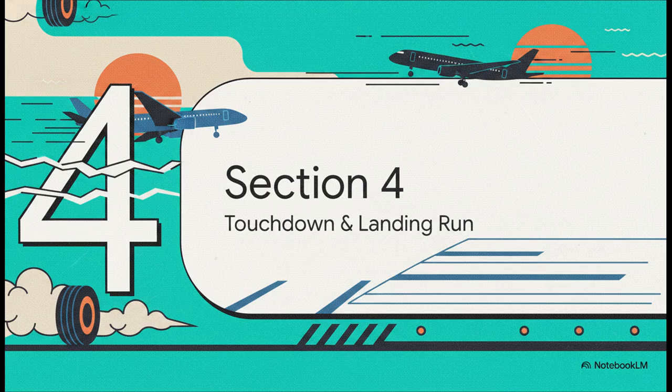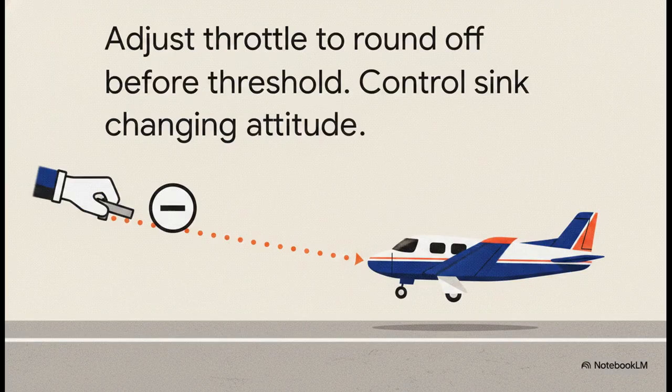Section 4, touchdown and landing run. All right, the ground is coming up fast now. The absolutely crucial point here is making exact, incredibly gentle inputs. Just before you hit the threshold, you must adjust the throttle to round off your descent. At this super low height, you're trying to gently fly completely parallel to the ground. You pull this off by reducing the throttle while simultaneously controlling your sink by changing your attitude. Keep in mind, you're managing this entire massive machine completely without the helpful drag of flaps slowing you down.